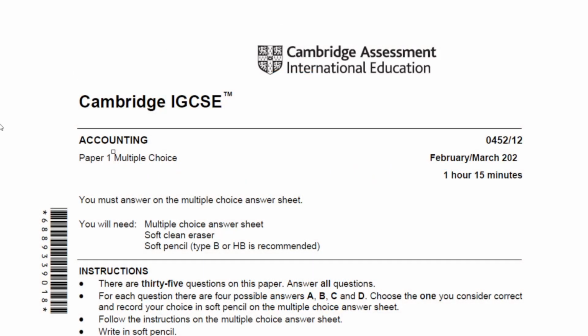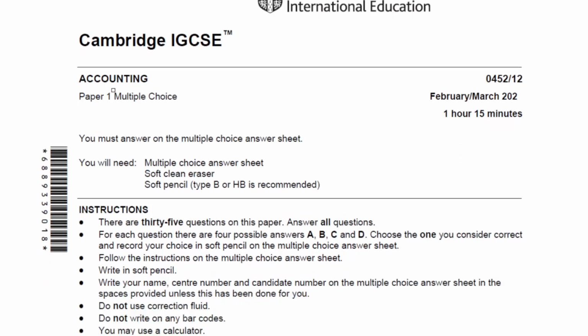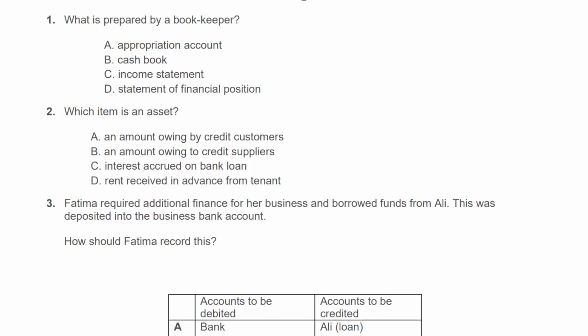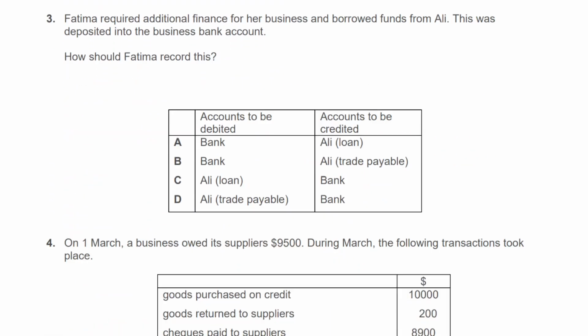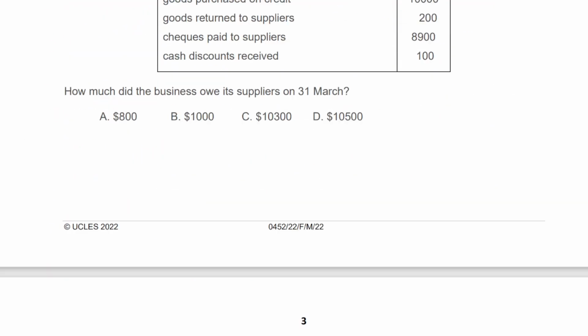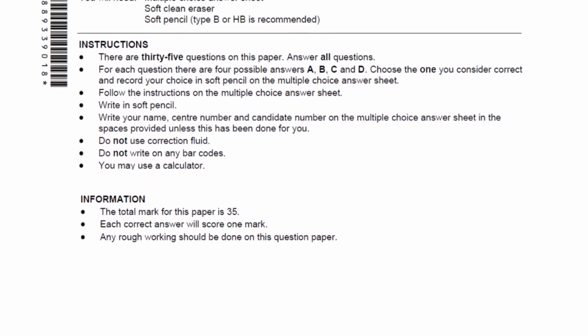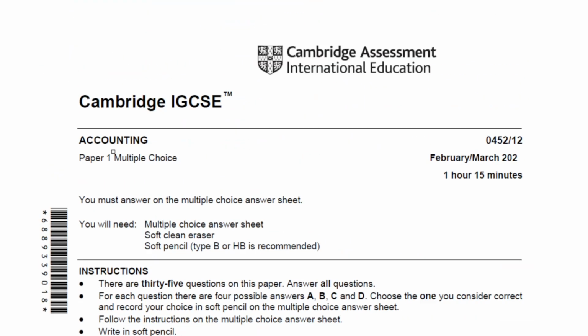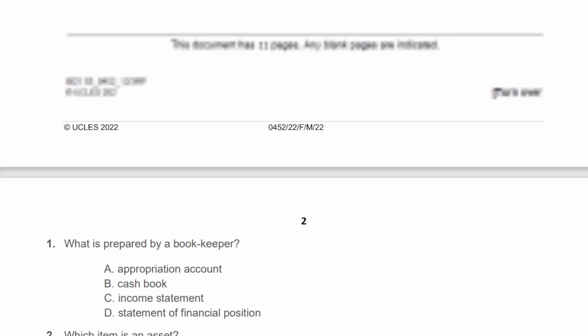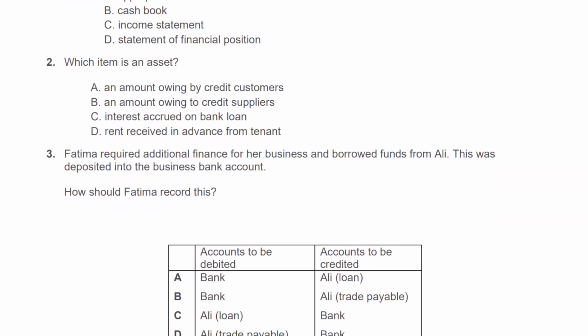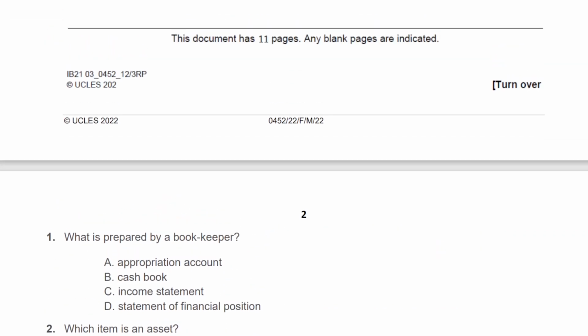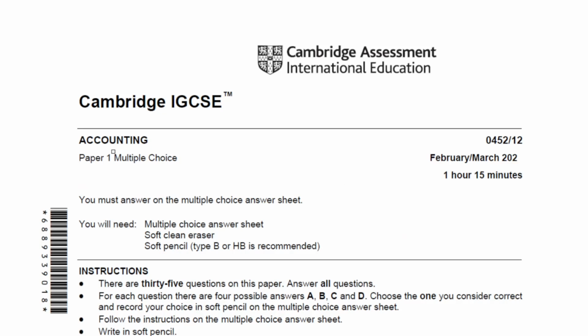Hello there. Let's solve a February-March 2022 paper 1-2. I found this online. It's not official, and that's why it looks like that. It's not an official release, so it will not exactly look like the real paper, but according to people online, they say this is the exam. This is what they got in February-March 2022.